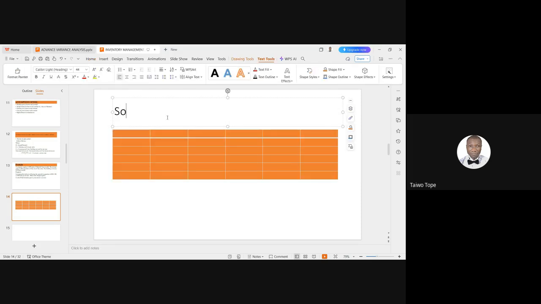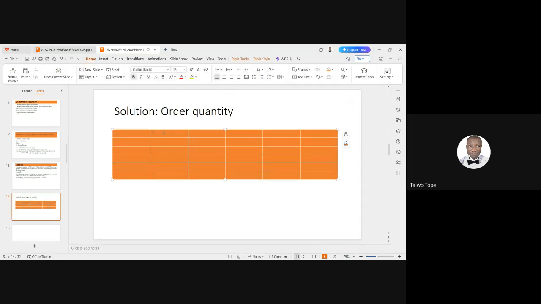We have the solution. The order quantity. Based on the orders, we can have 400 units, we can have 500 units, we can have 600 units.